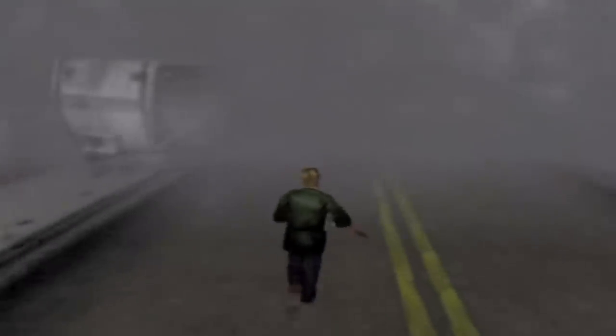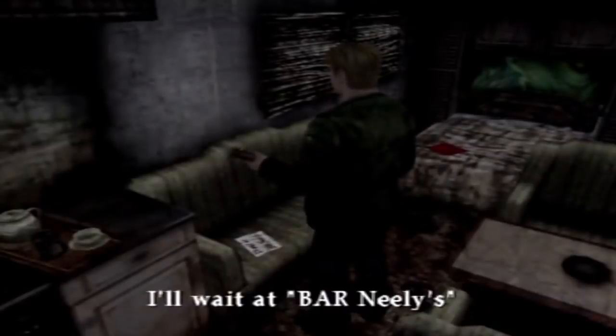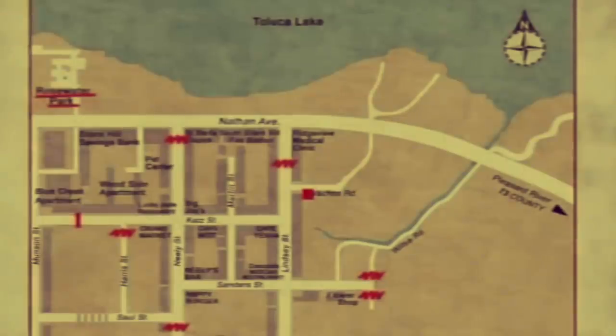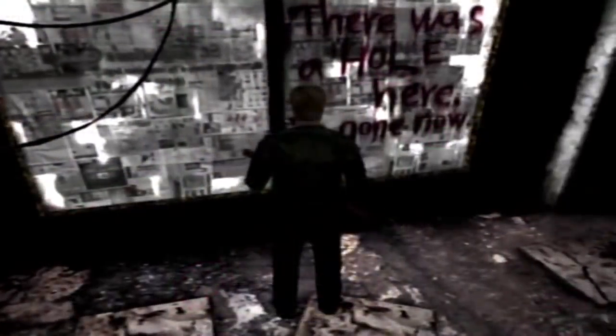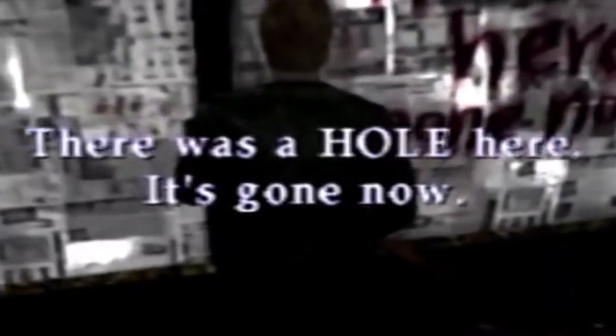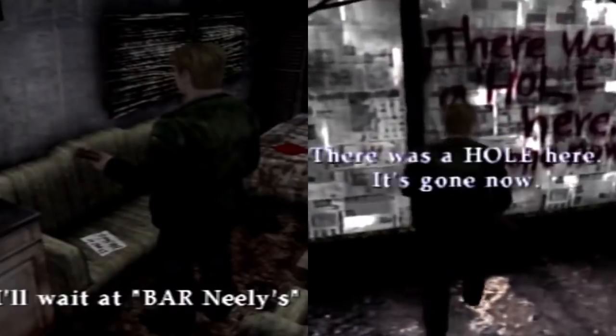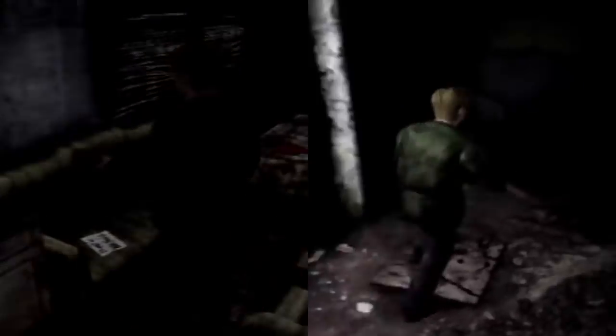The optional side quest which leads to Martin Street starts in a trailer near the lower streets of town. In this trailer, James reads a note that says, "I'll wait at Bar Neely's." The strange capitalization is the same as a message James finds in the bar after this. "There was a hole here. It's gone now." It's likely they were written by the same person.